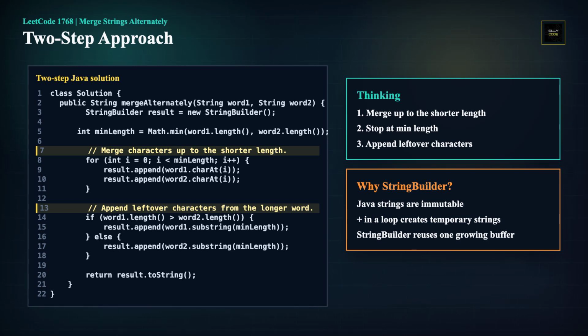Then we calculate minLength using Math.min. We loop from i equals 0 to i less than minLength. Inside the loop, we append word1 character at i and word2 character at i. After the loop, if word1 is longer, we append word1.substring from minLength. Otherwise, we append word2.substring from minLength. Finally, we return result.toString.